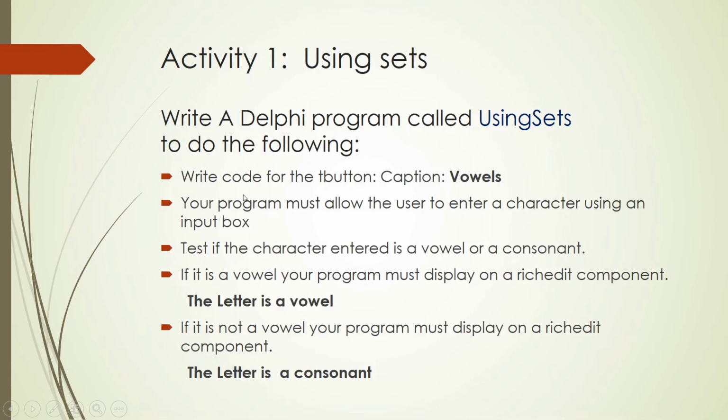When the button vowels is clicked, your program must allow the user to enter a character using an input box. Test if the character entered is a vowel or a consonant. If it is a vowel, your program must display on a rich edit component the letter is a vowel. If it is not a vowel, your program must display on a rich edit component the letter is a consonant.